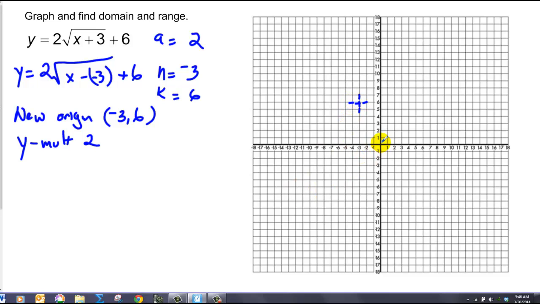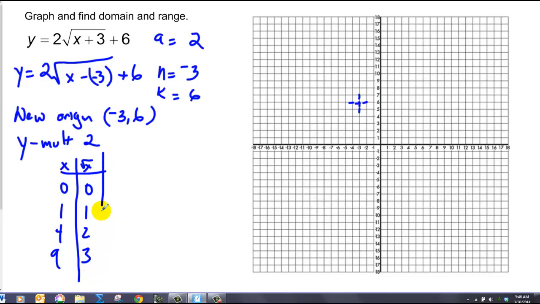So what I'm saying now is my origin has translated from 0, 0 to negative 3, 6. And if I look at my parent function, which we again go back to and say, well, that's just 0, 1, 4, 9, 0, 1, 2, 3. All these y values will be multiplied by a factor of 2. So 0, 2, 4, and 6. Now when I graph, I'm going to graph this pattern over here from my new origin.